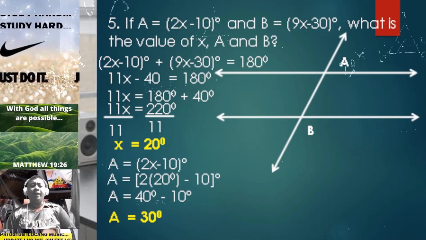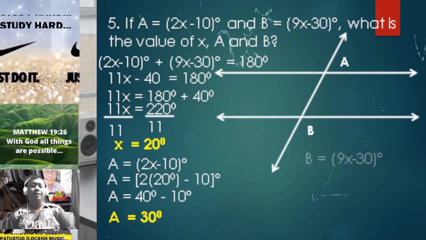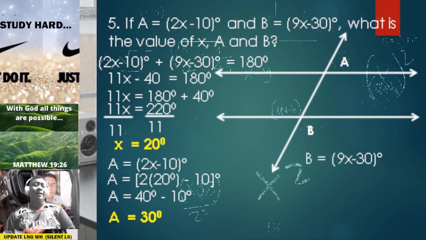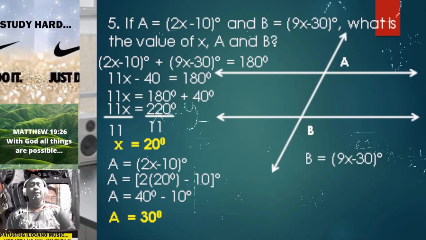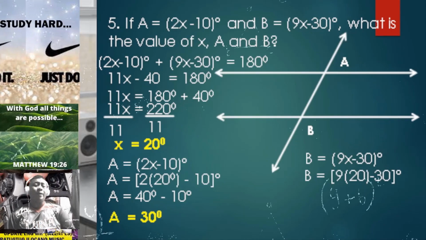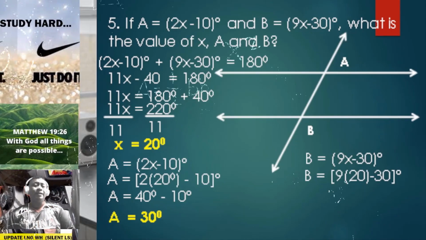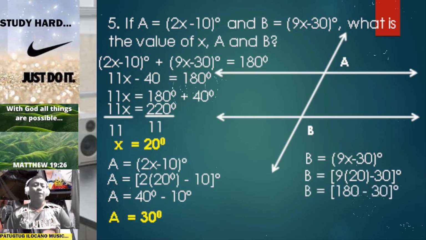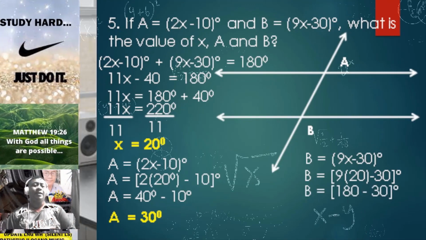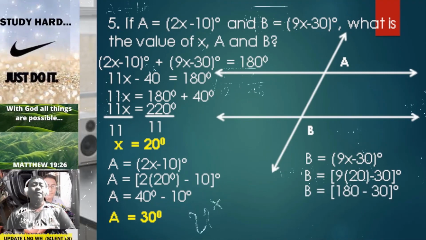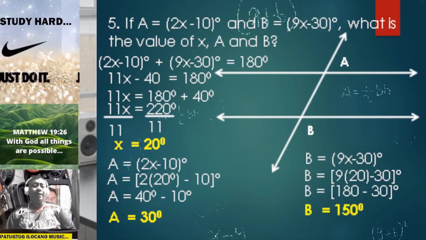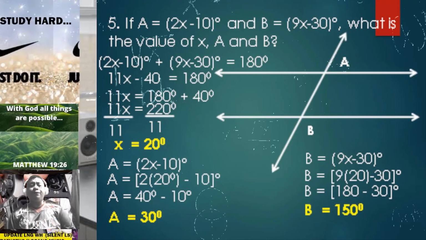Substituting the value of x to angle B, which is equal to 9x minus 30 quantity degrees. So we have 9 times 20 minus 30 degrees. So we have 180 minus 30 quantity degrees. Or simply, angle B is 150 degrees.